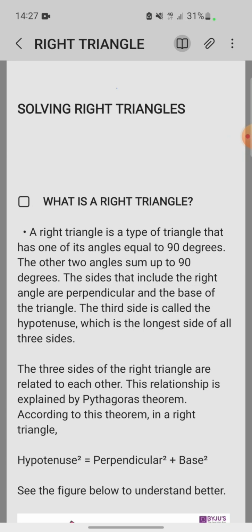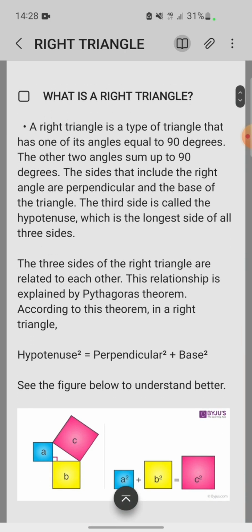So first, what is a right triangle? A right triangle is a type of triangle that has one of its angles equal to 90 degrees. The other two angles sum up to 90 degrees. The sides that include the right angle are the perpendicular and the base of the triangle. The third side is called the hypotenuse, which is the longest side of all three sides.